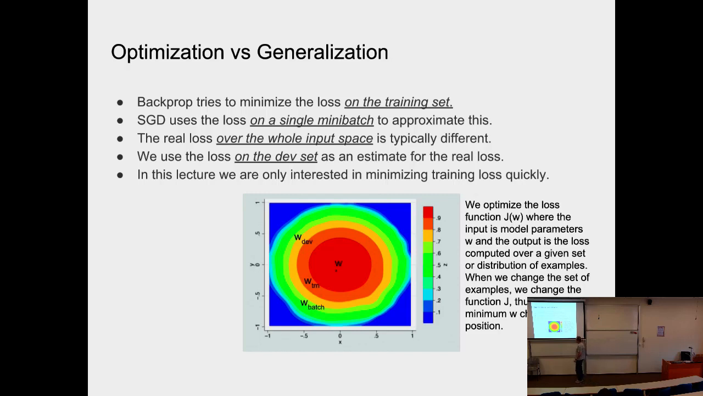And this is a picture that summarizes the summary. Here's the ideal W for the whole input space. Here's the ideal W according to the training set. Here's the ideal W according to the dev set. And here's the ideal W with respect to the mini batch I'm looking at right now. They're all different. Okay? They're all trying to approximate one another, but just be aware that they're all different.